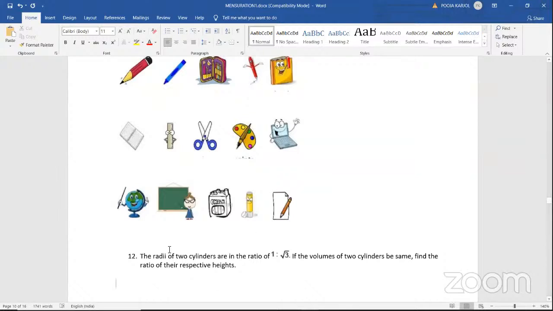Okay, see this question. The radii of two cylinders are in the ratio 1 is to root 3. If the volumes of two cylinders are the same, find the ratio of their respective heights. Do you guys know what the formula is for volume of cylinder? Shall I write it or do you? Yes, ma'am. V is equal to pi r square h. Okay, try this question. Let's see.